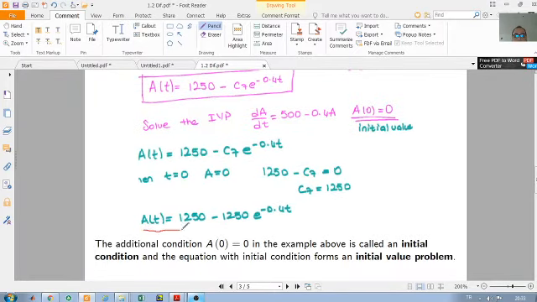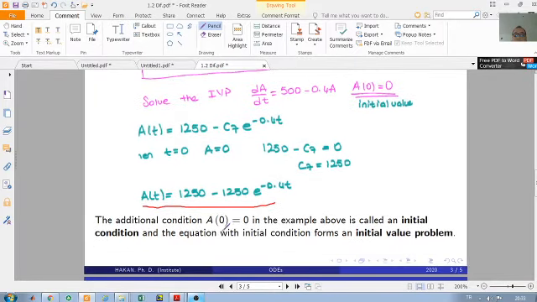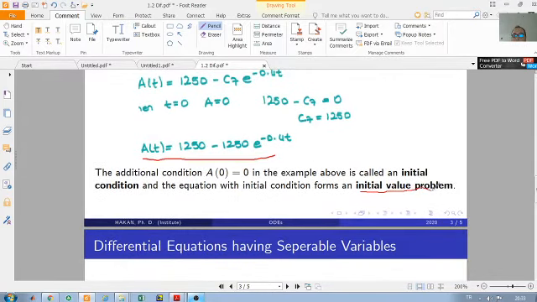So you can see also from here the additional condition a of 0 is equal to 0, the initial value of the problem in the example above, is called an initial condition, and the equation with an initial condition forms an initial value problem. If you have an initial condition for any differential equation, it is called an initial value problem.